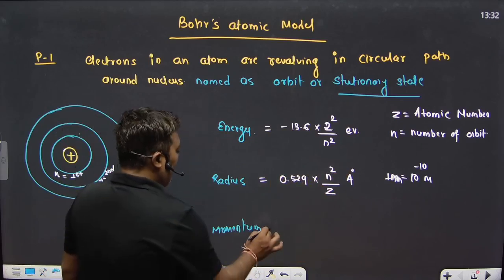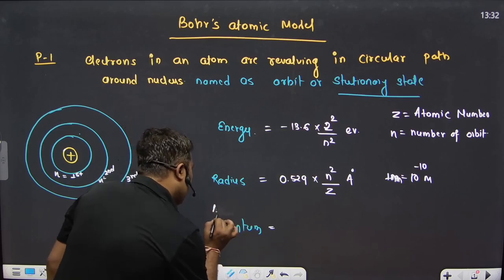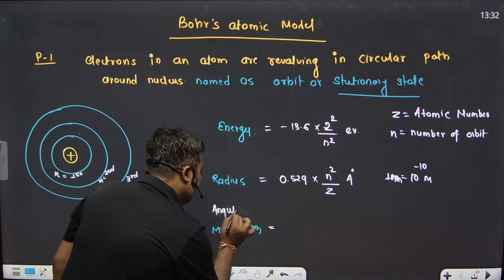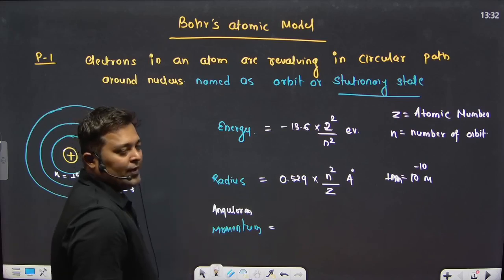And there is one more term which is momentum. So here we are basically going to talk about the angular momentum of the electron. All right, that we are going to see later on, the angular momentum of the electron.